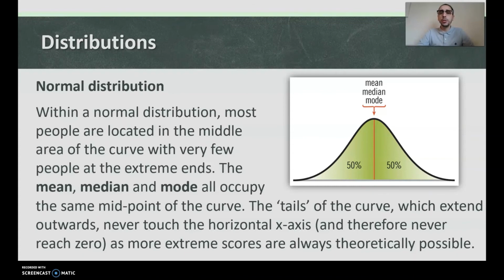If you've got this normal distribution, it's symmetrical, or around symmetrical. And the mean, median, mode all occupy the same midpoint of the curve. The tails of the curve, which extend outwards, never touch the horizontal x-axis and therefore never reach 0, as more extreme scores are always theoretically possible.